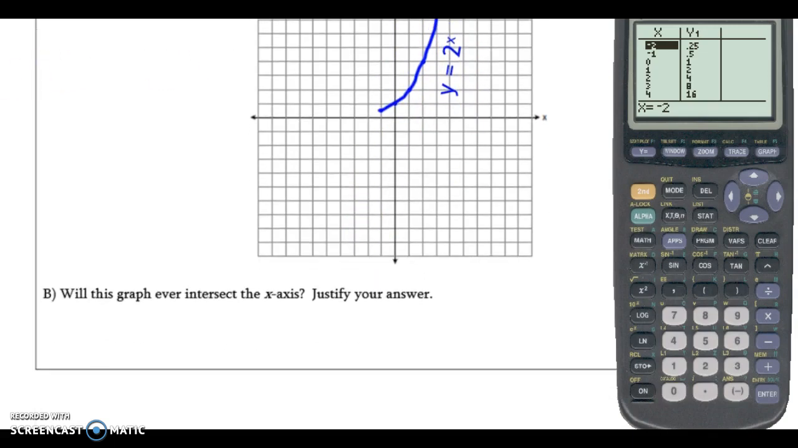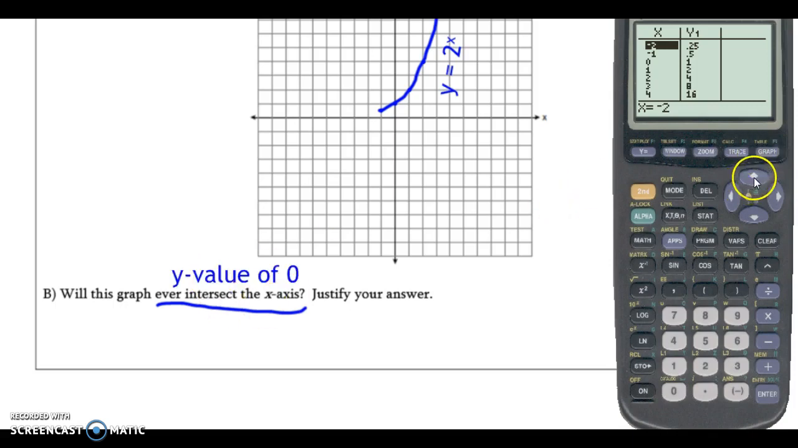The next part asks whether the graph will ever intersect the x-axis. This is a theoretical question based on the idea of exponential functions. Well, we can test it out by looking at the table. I know that intersecting the x-axis, that piece of information is asking whether the graph is going to have a point with the y value of 0. So we're looking for a point with a y value of 0.